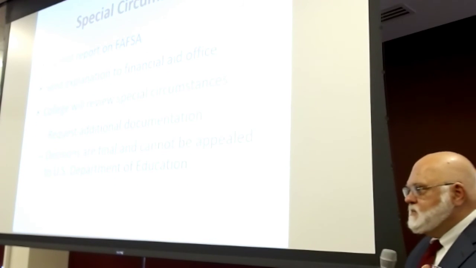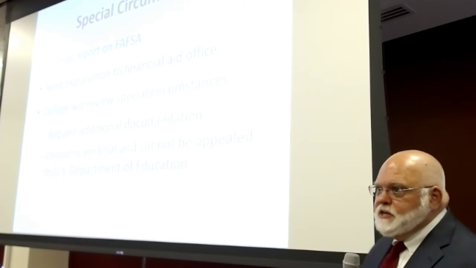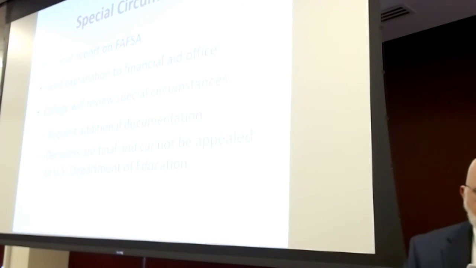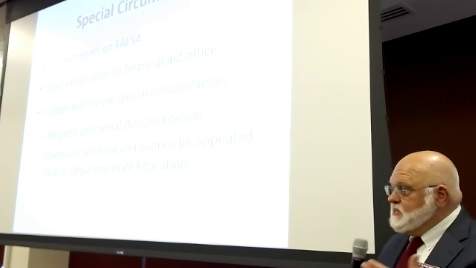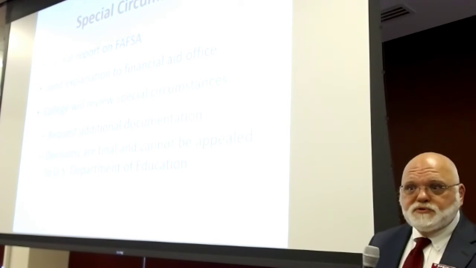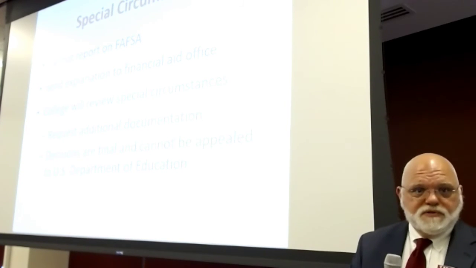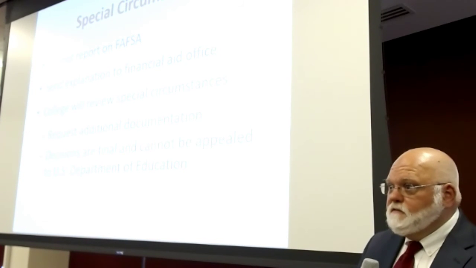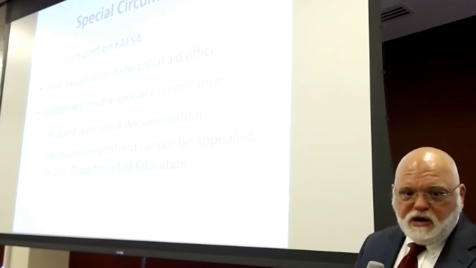So the FAFSA doesn't cover every possible situation. So what do you do if there's a situation that isn't covered? You want to contact the school directly, and you're going to be asked for documentation from each of those schools, and you're going to get a different answer from each of the schools. Some schools may say there's nothing further we can do. Other schools may say, yes, there is, and we'll offer some additional aid. These decisions are final and cannot be appealed to the Department of Education.